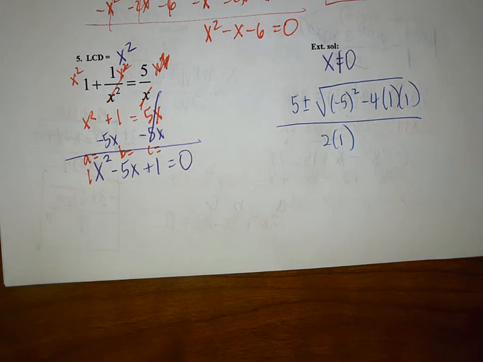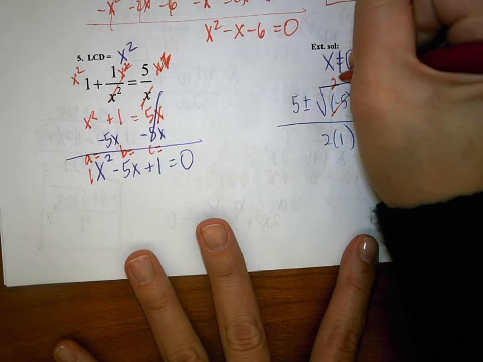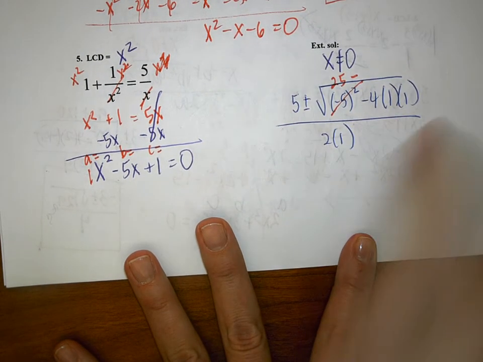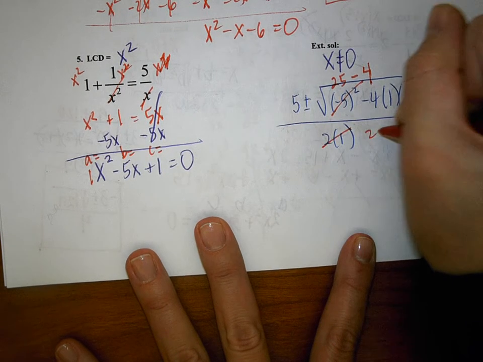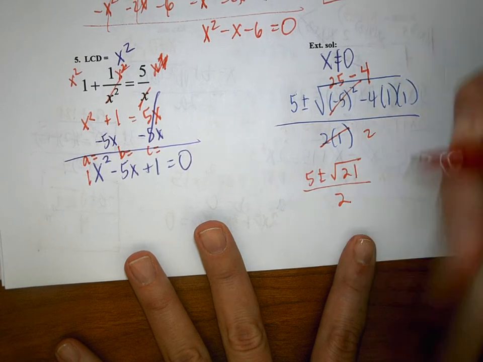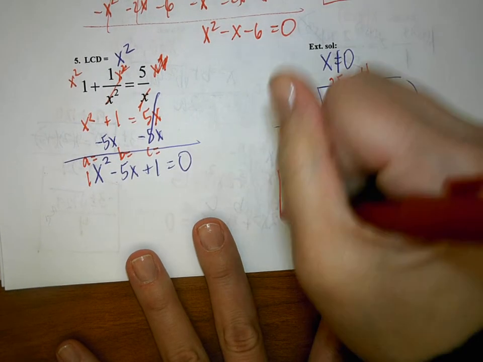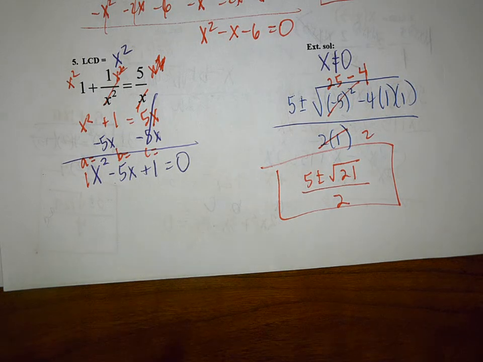Negative 5 squared is 25, minus 4 times 1 times 1 is 4. 2 times 1 is 2. We get 5 plus or minus the square root of 21 all over 2. 21 cannot break down to give me any pairs to take out, and that is my answer. And it does not match my extraneous solution. Questions?